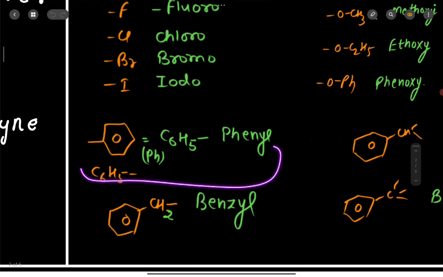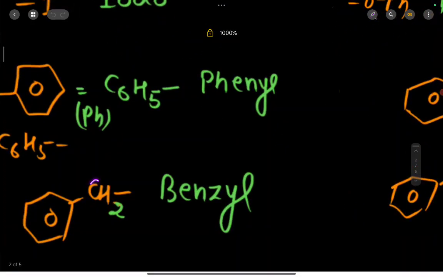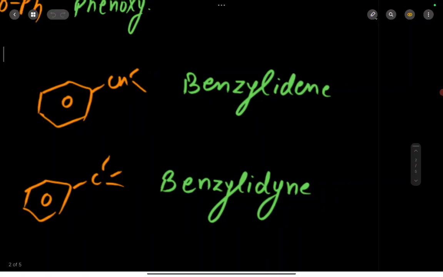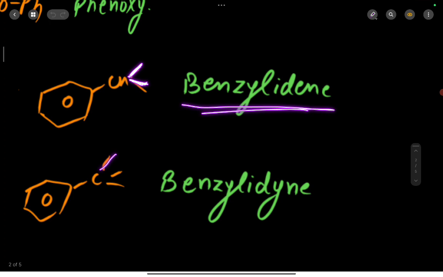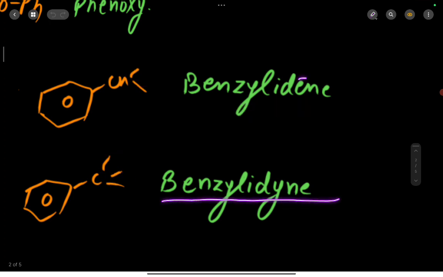As I told you, this is phenyl. If there's a carbon atom in between, we call it benzyl. If the carbon atom is joined via a double bond, we call it benzylidene. If it's joined via a triple bond, we call it benzylidyne. See how this -ene changes to -yne.